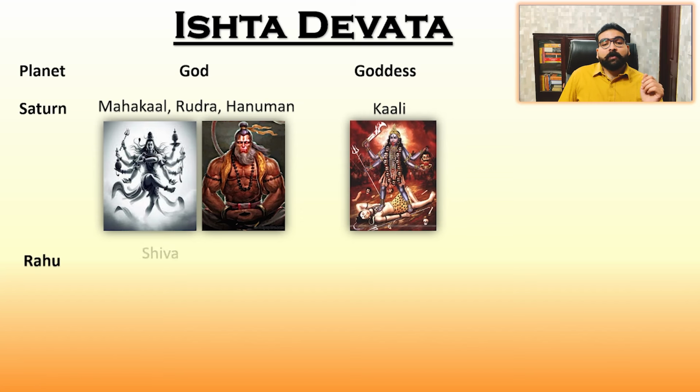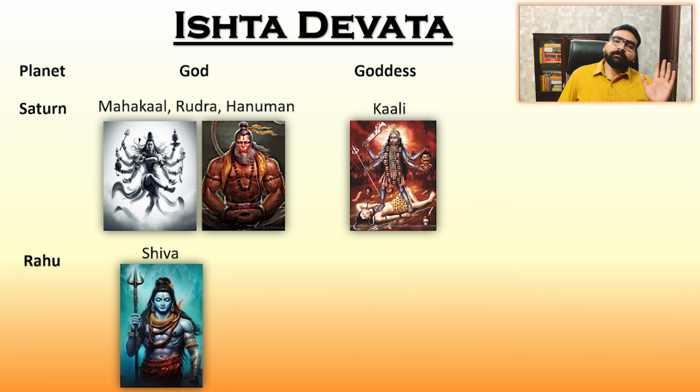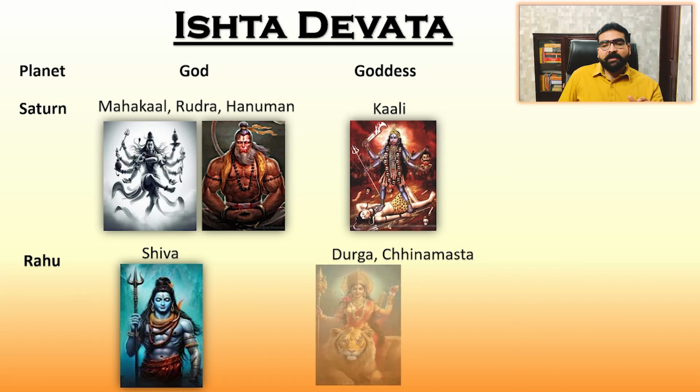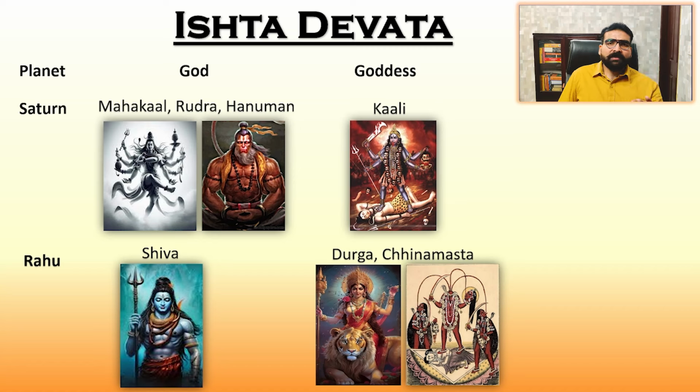Then Rahu. For Rahu, the main deity, the main Ishta Devata, is Shiva. And the Devi is Durga and Chinnamasta. Durga is easier to worship. Durga is very good to worship. She is the Adya Shakti also. But Chinnamasta is another deity, a proper tantric Ugra Devi, very fierce, very ferocious.